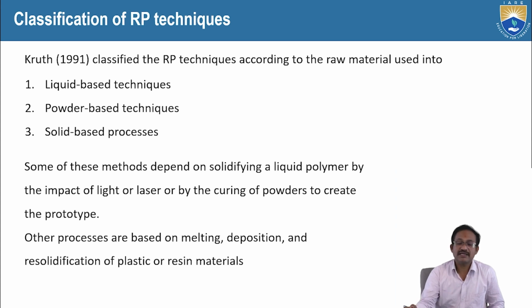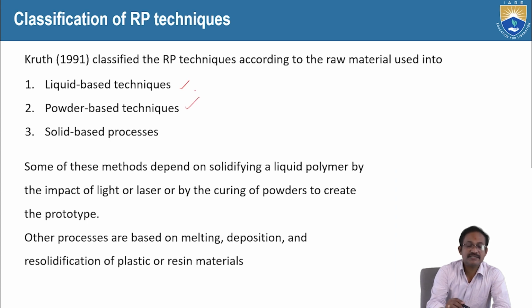So basically, rapid prototyping is classified into liquid based techniques, powder based techniques, and solid based techniques. It depends on solidification and curing of powders to create the prototype, and other processes are based on melting, deposition and resolidification of plastic or resin materials.